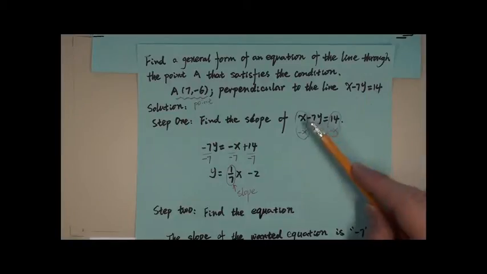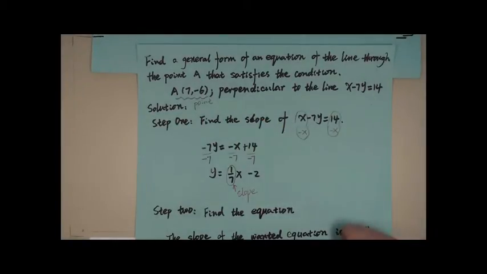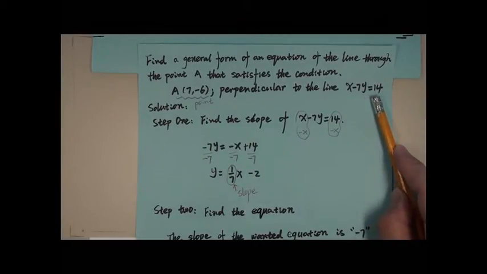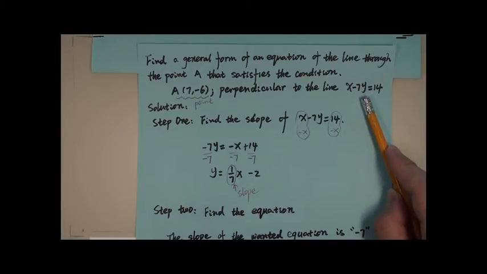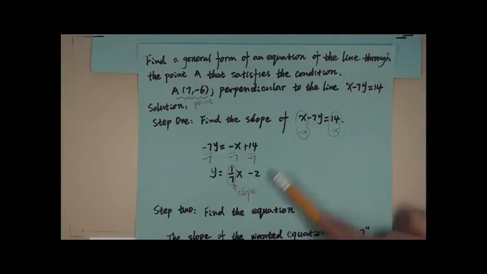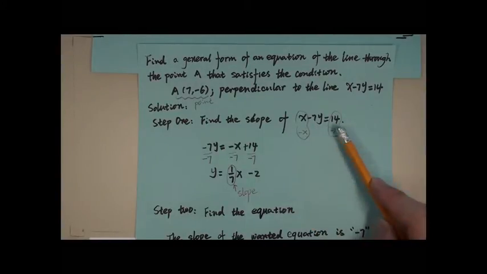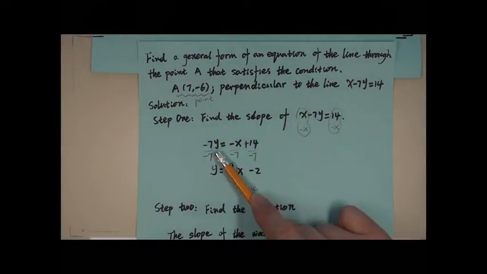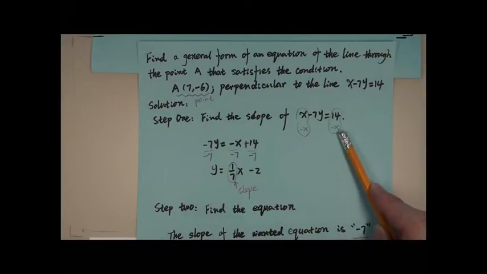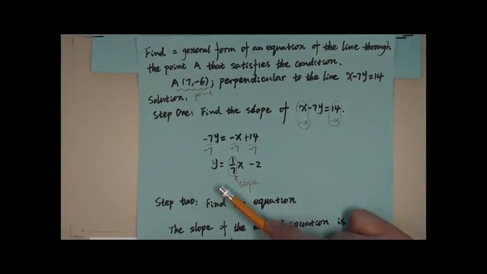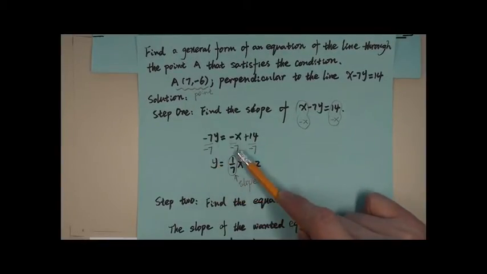So we have 2 steps to solve this question. Step 1 is to find out the slope of this one. How to find out? We isolate y. Now, for this x minus 7y equals 14, minus x on both sides, so you have a negative 7y stands alone on the left-hand side. Right-hand side, you have a negative x plus 14. Now, both sides divided by negative 7.